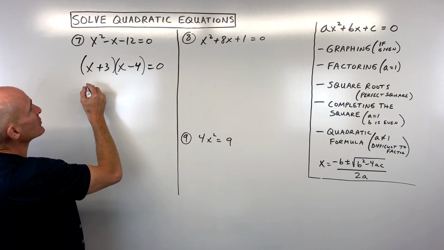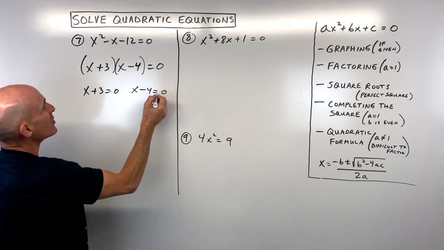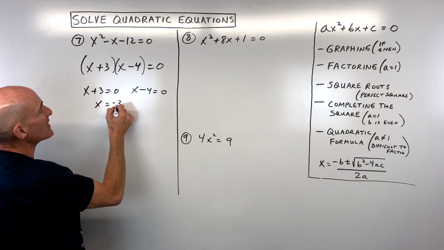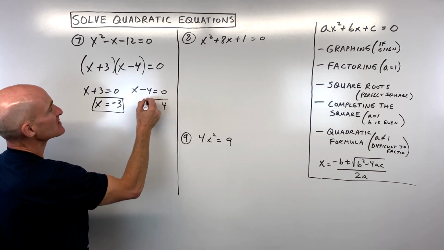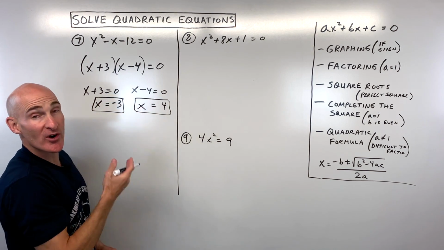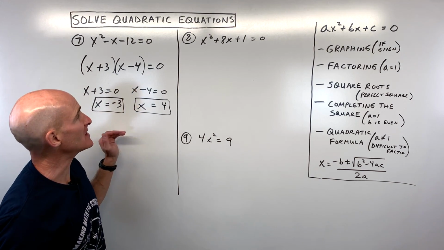And once we have it factored, we can set both factors equal to 0 and solve. So if I subtract 3 from both sides, we get x equals negative 3, and if I add 4 to both sides, we get x equals 4, and those are our solutions. So this one was easily factored, so the factoring method is real quick and easy.